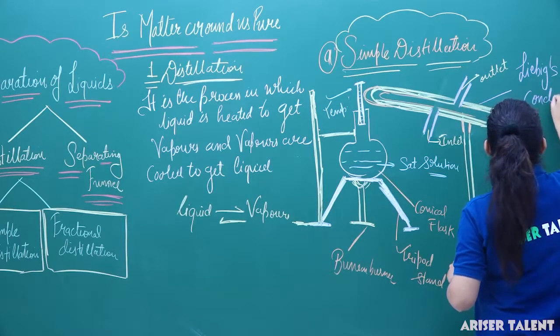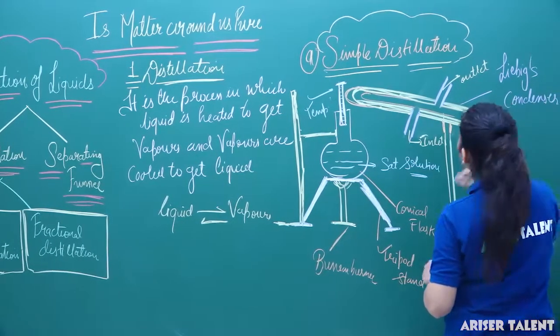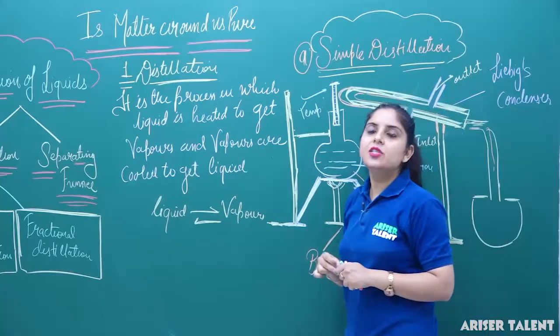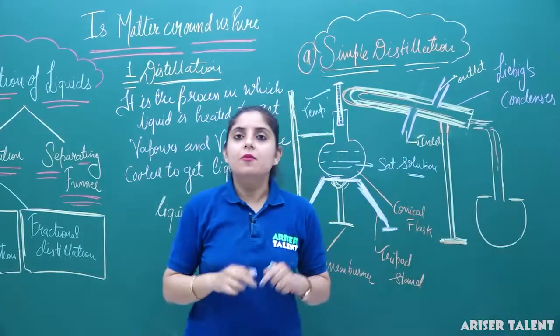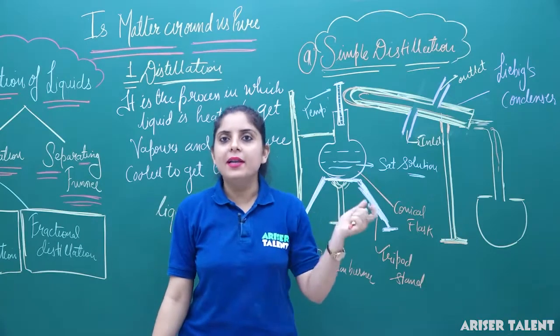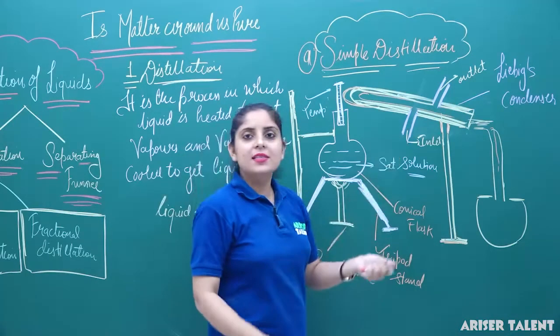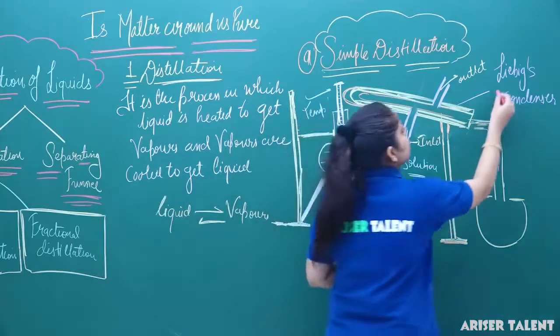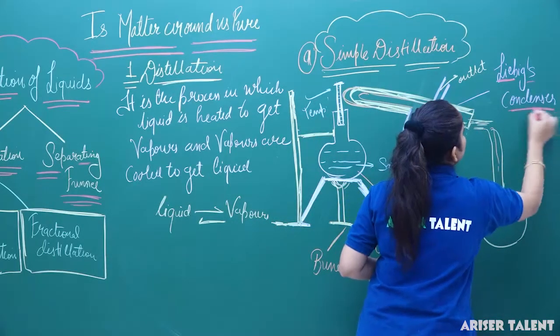Liebig's condenser, and it is actually a water condenser in which a glass tube is surrounded by a wide glass tube, which is providing water for inlet and outlet. So this is known as the Liebig's condenser. So this is the Liebig's condenser you have.